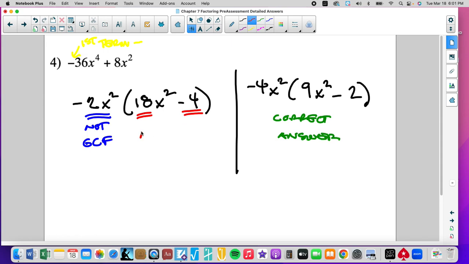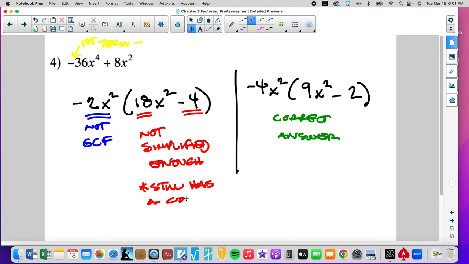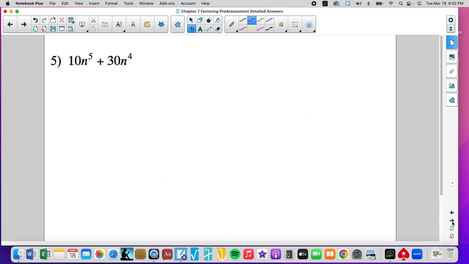And this is not simplified. It's not simplified enough because we could still factor. It still has a common factor. So this answer would be marked wrong. This is the correct answer. You must take out the GCF. So be careful of that.